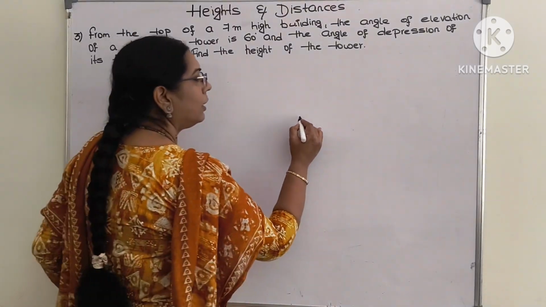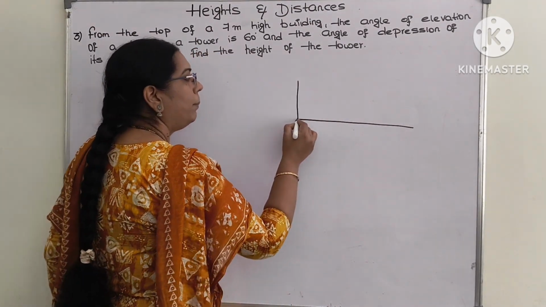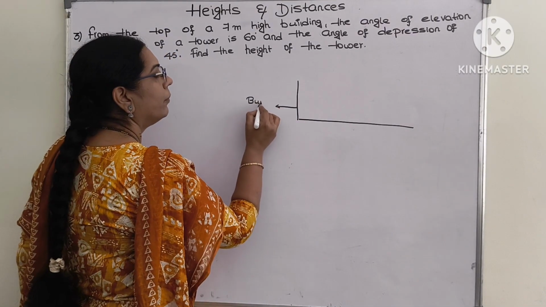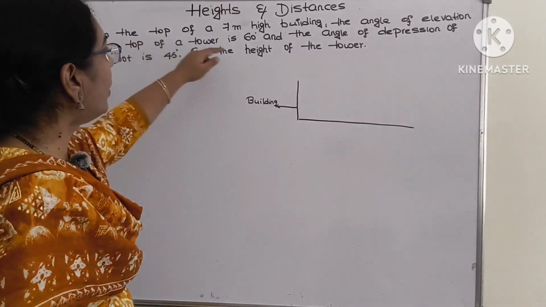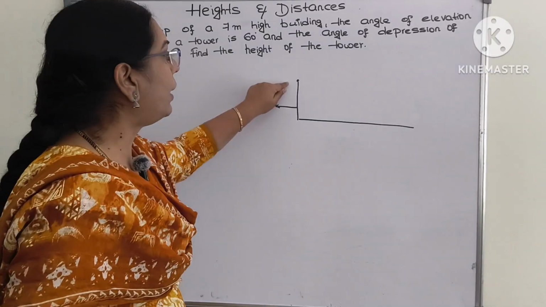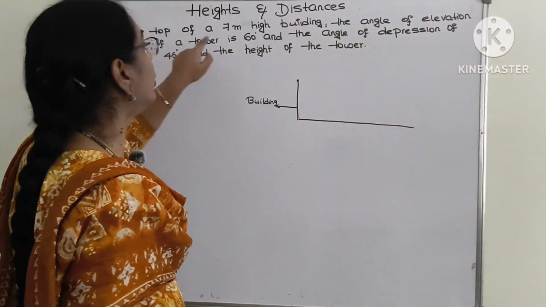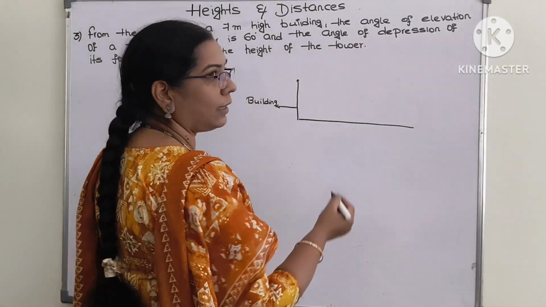So, draw the ground. This is the ground. And then there is a building. This is the building. And then from the top of the building, so where is the observer? Here on top of the building. What is he doing? The angle of elevation of the top of the tower. So there is one more object that should be called a tower.